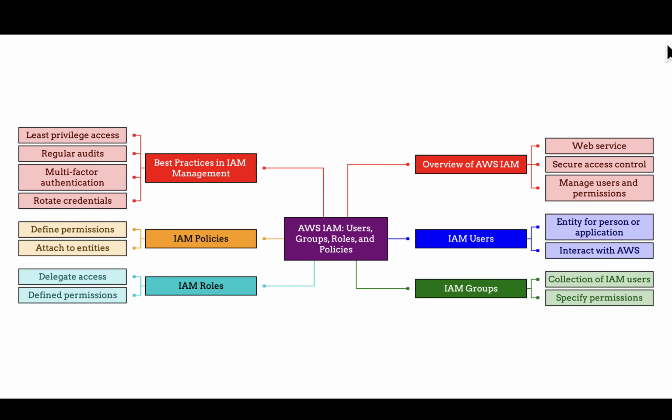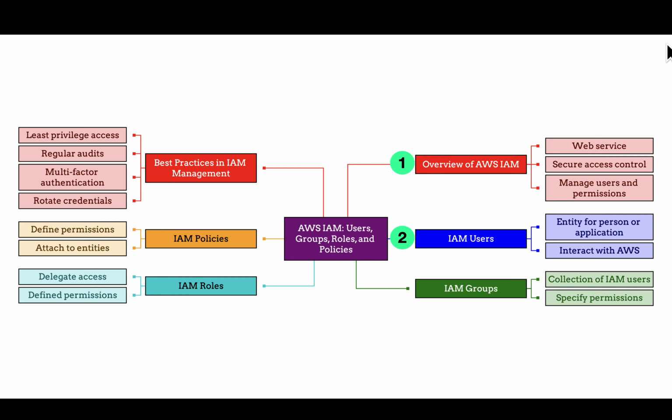AWS IAM, users, groups, roles, and policies. 1. Overview of AWS IAM. AWS Identity and Access Management, IAM, is a web service that helps you securely control access to AWS resources for your users. It enables you to manage users, security credentials such as access keys, and permissions that control which AWS resources users and applications can access.